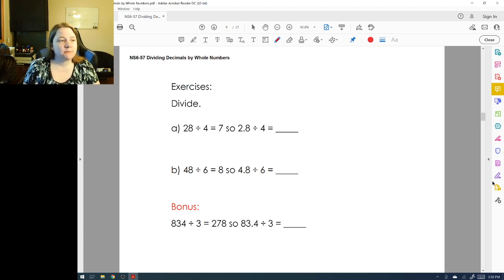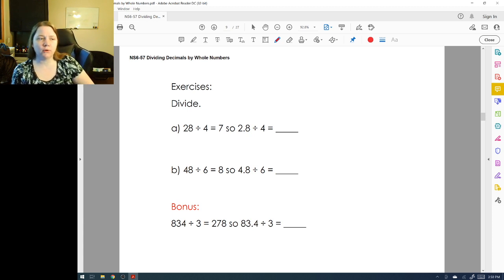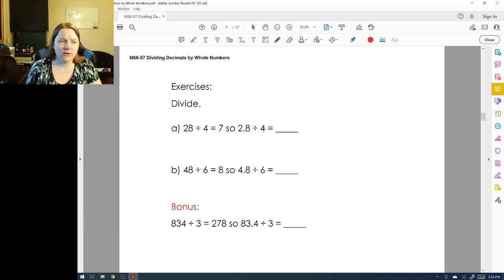So let's take a look at these problems. 28 divided by 4 is 7. So 2.8 divided by 4 is going to be, well, 28 divided by 4 is 7. If I take the decimal out of 2.8, it becomes 28. 28 divided by 4 is 7. But you notice how we shift the decimal 1 spot here? I'm also going to shift the decimal 1 spot in the answer.